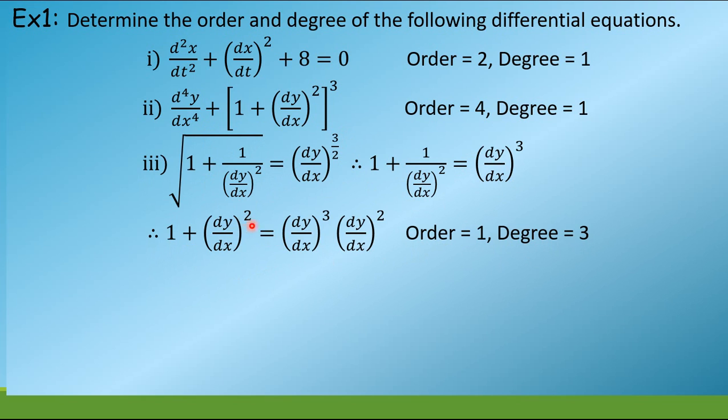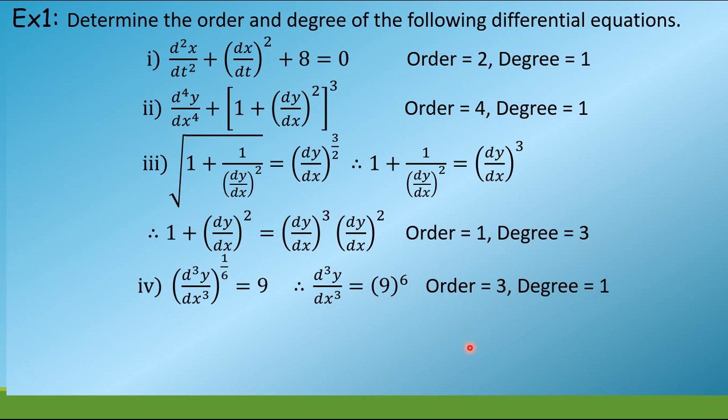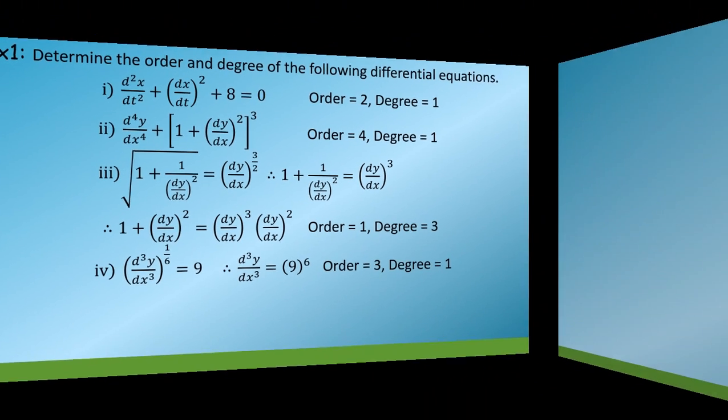Now dy by dx square, dy by dx bracket cube. So we have to consider this one. So dy by dx is of first order, order is 1 and its index means power is 3. So degree will be 3. This is the fourth example. Sixth root is given, taking 6 power on both sides. You have to consider this one. So order is 3 and degree is 1. I hope you got the concept of how to decide order and degree, which is of 2 marks only.